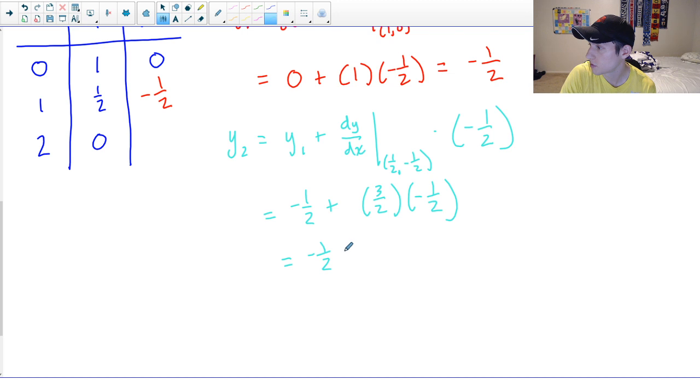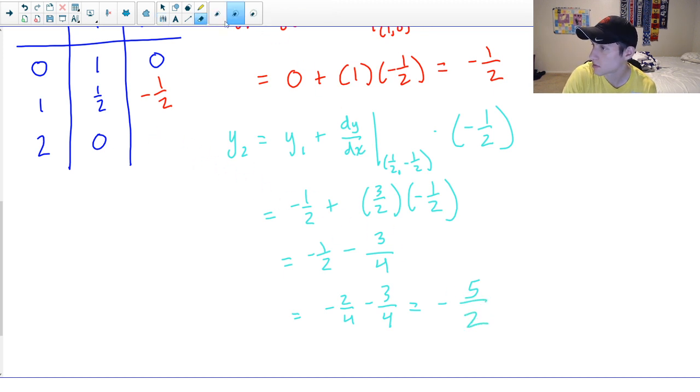So negative 1/2 minus 3 times 1 is 3, 2 times 2 is 4. So let me combine these together by getting a common denominator. So instead of negative 1/2, let me write that as negative 2 over 4 minus 3 over 4 equals negative, not halves. What am I doing? Negative 2 minus 3 is negative 5, and we keep the denominators the same. So we get negative 5/4.